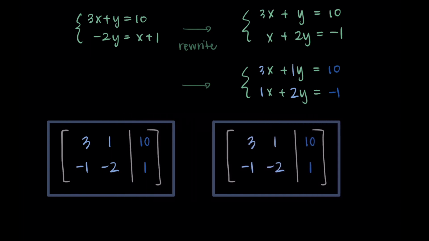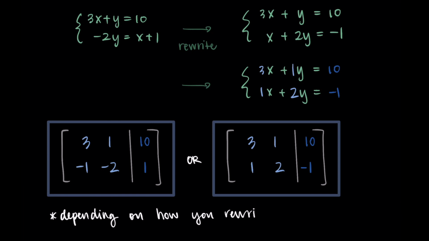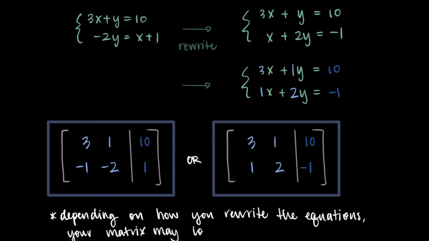And this would have signs swapped from what we just did. So instead we would have 3, 1, 10, that would be the same, but our second row would be 1, 2, negative 1. So basically just by moving things a little differently at the beginning, we got a slightly different answer. I say this just to make sure that you know that depending on how you rewrite the equations, your matrix might look different. So if you're checking your answers with somebody, what you do might look slightly different.